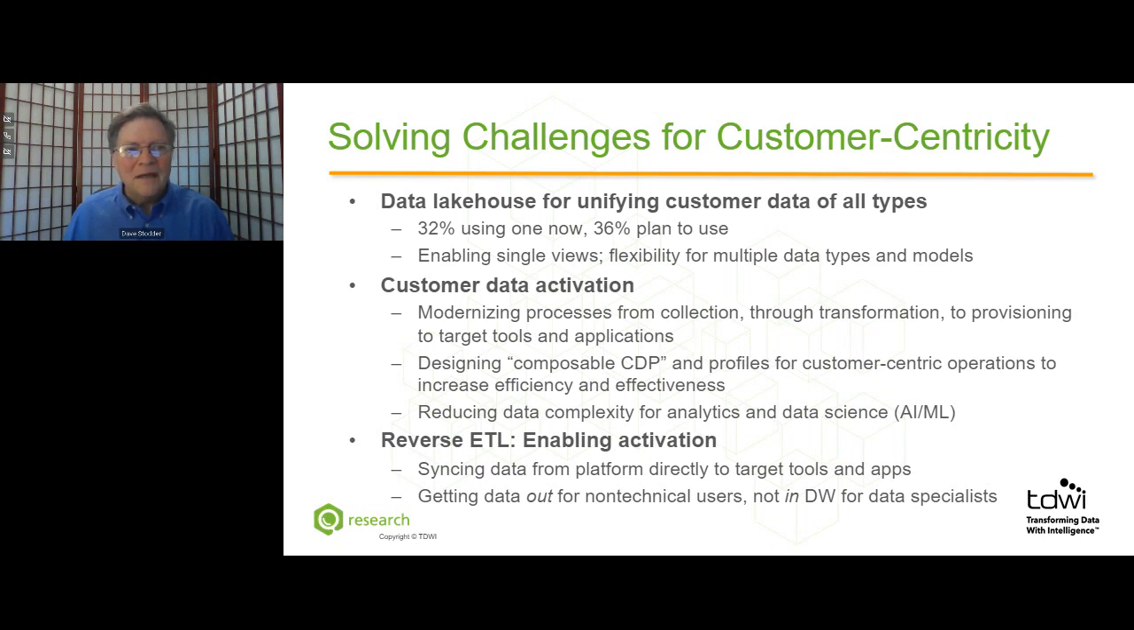So the data lakehouse is in use. It enables single views. It allows more flexibility. And so we'll be talking about that as well, for multiple data types and models, than previous CDPs or data warehouses that tend to be more rigid.